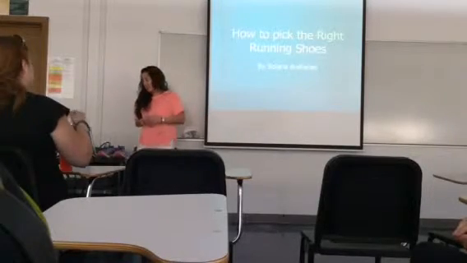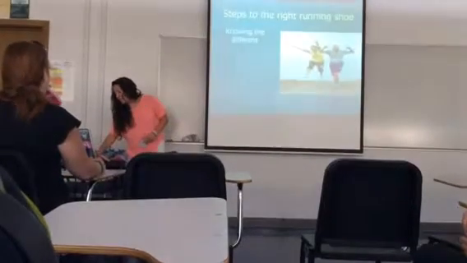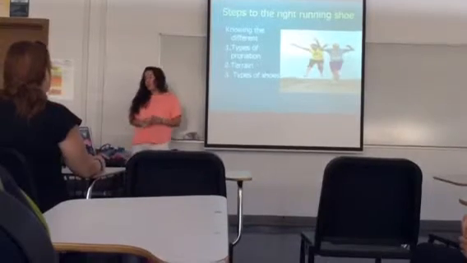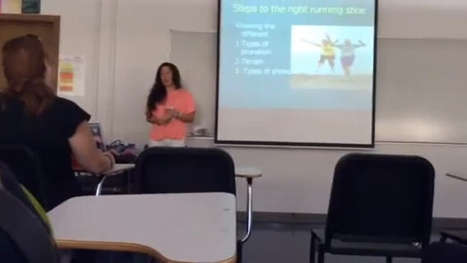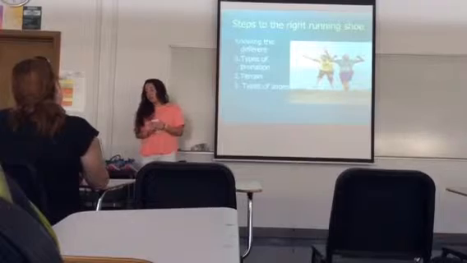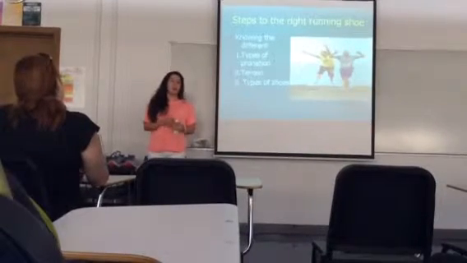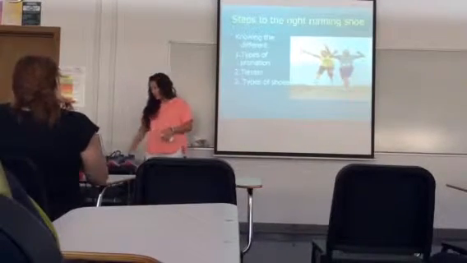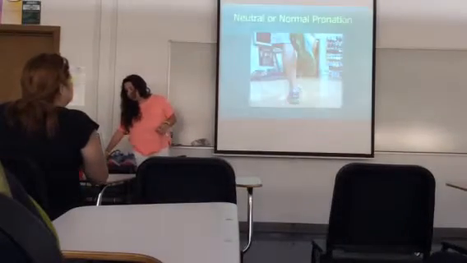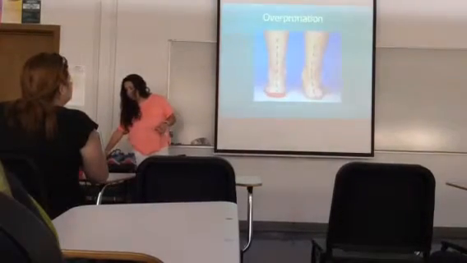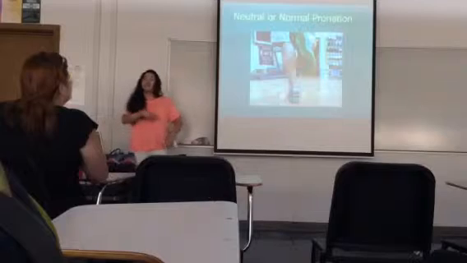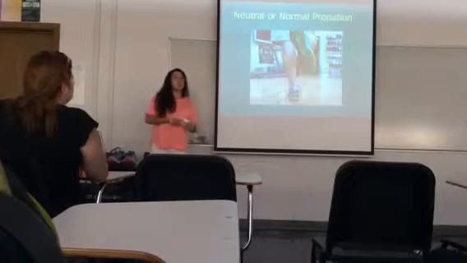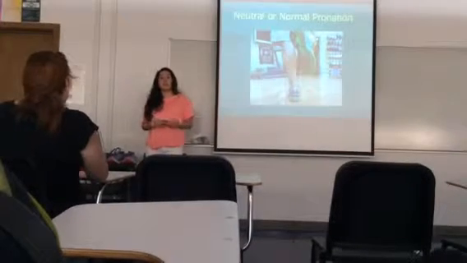Hey guys, you're going to learn something new today. So the three easy steps of picking the right running shoe are knowing what type of pronation you are, knowing what type of terrain you'll be running on, and the type of shoe that supports both the terrain and pronation. There's supposed to be a slide before this, but that's okay. It's showing the three different types of pronation.